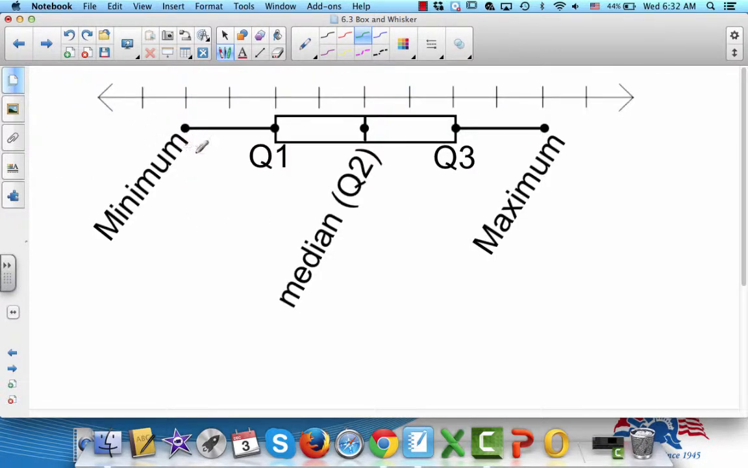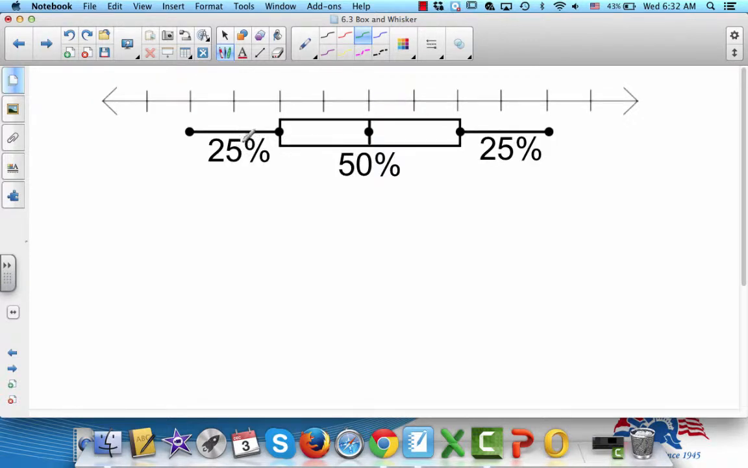And what they'll do is they'll use the information that you just found, the minimum, the maximum, the quartile 1, quartile 2, and quartile 3 are the items that fit onto the box and whisker plot. So the information that you just learned how to find is how you'll construct your box and whisker plot. About 25% of the data will be in the whisker parts, 25% on each side, and the middle part, the box, will account for about 50% of the data.